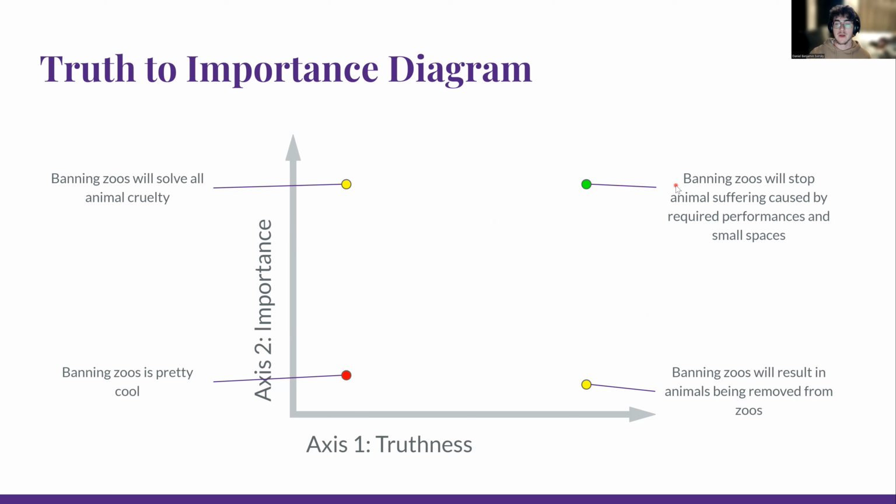The final one, banning zoos will stop animal suffering caused by required performances and small spaces, is both a true and important argument. You are able to prove the truth of this argument by explaining how animal suffering is caused by required performances, for example orcas performing in Marineland, and small spaces, like a lion being caged. And so the animal suffering that is caused by this will cease to exist the moment that you ban zoos.